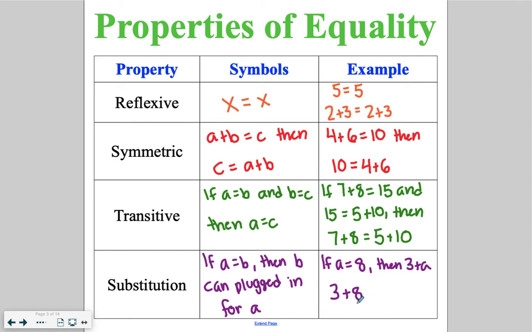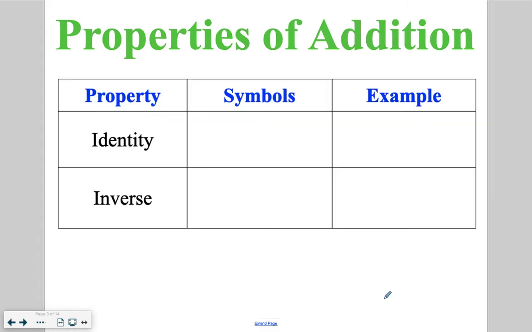This also works for if you are saying something like 4 plus 2 times A. You can also say that that's equal to 6 times A. So this property allows us to either plug things in or solve and replace values to simplify things down.